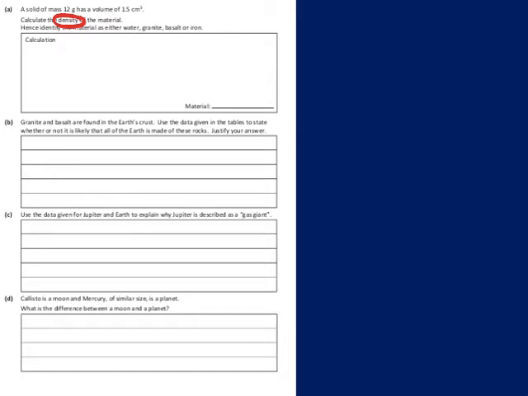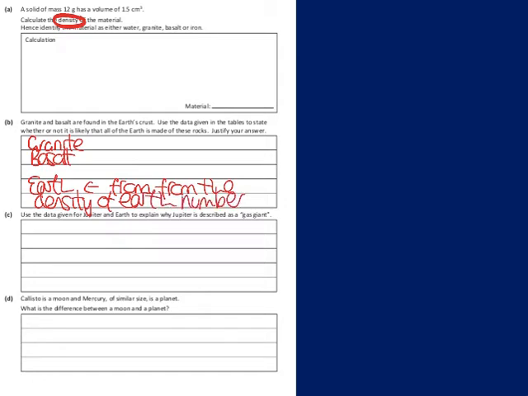Then we have: Use the data in the table to state whether or not it is likely that all of the Earth is made up of these rocks. So you have the density of granite, you have the density of basalt, you have the density of the Earth, and you have to make a decision. It's going to be a yes or a no, and what from the data in the Earth says yes, the Earth is made of granite and basalt, or no. So what from the density of the Earth, what's about that number, tells you whether or not it could be granite and basalt or it couldn't. So you're comparing the numbers from this table with the Earth data.